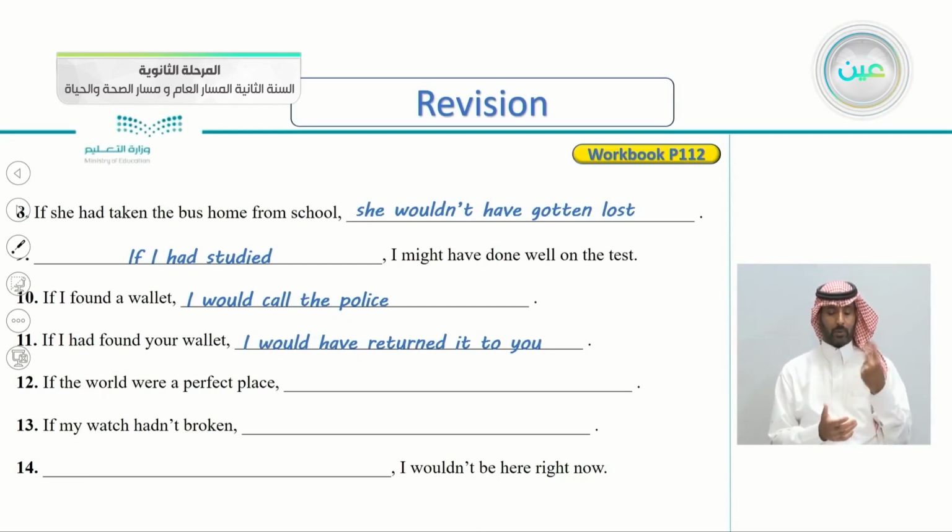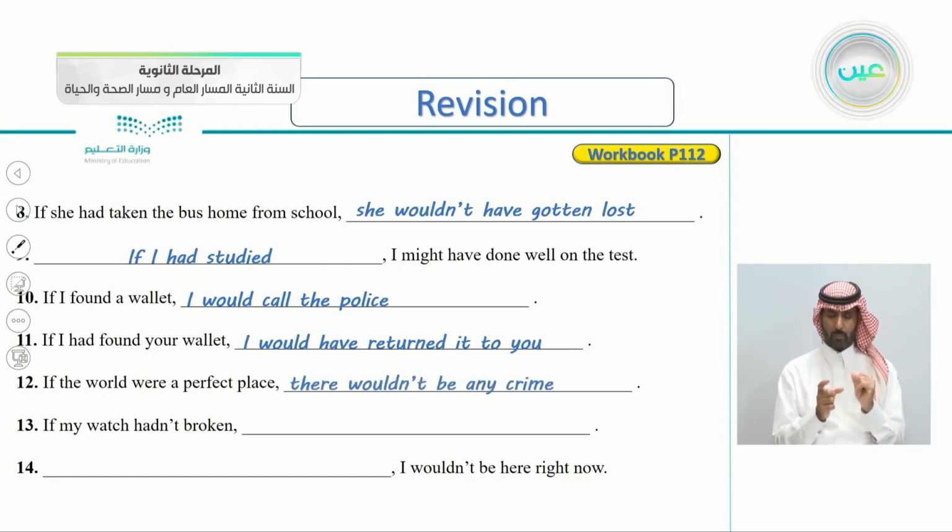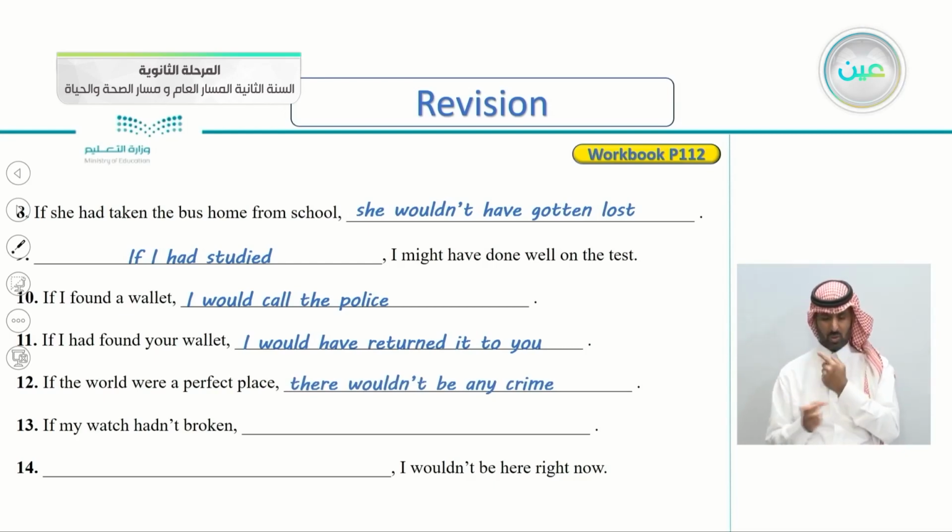Number 12, if the world were a perfect place. So if the world were a perfect place, what would happen? What's the result clause here? Of course, you can put anything you want. There wouldn't be any crime.